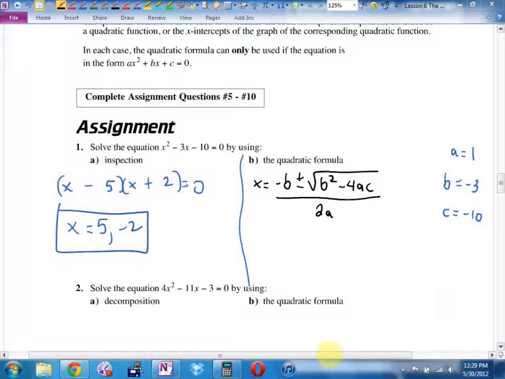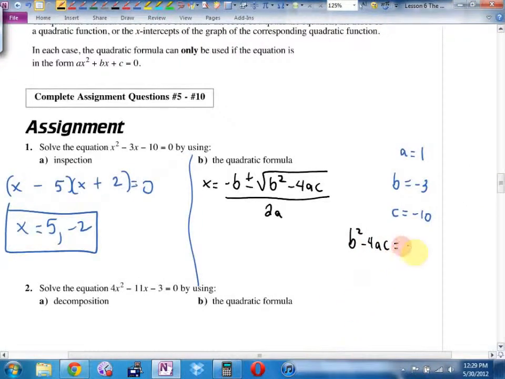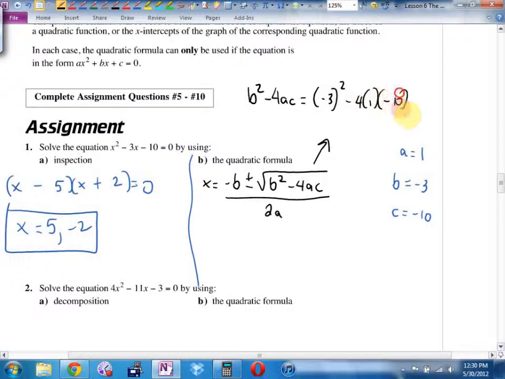I usually go off in the margin somewhere and I do the square root first. B squared minus 4ac is going to be negative 3 squared minus 4 times 1 times negative 10. What does that work out to? 49?